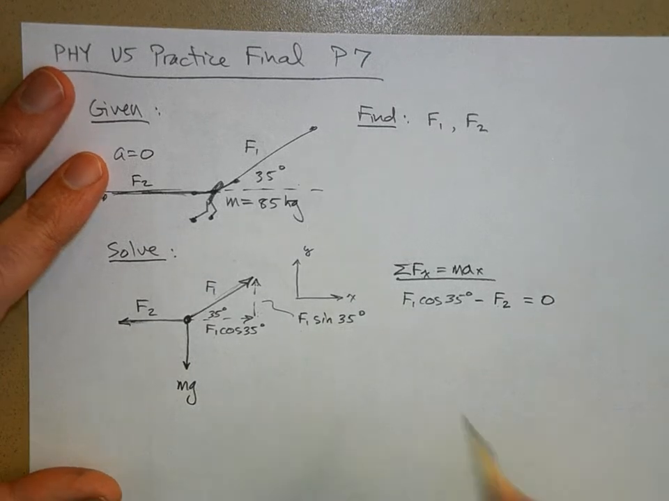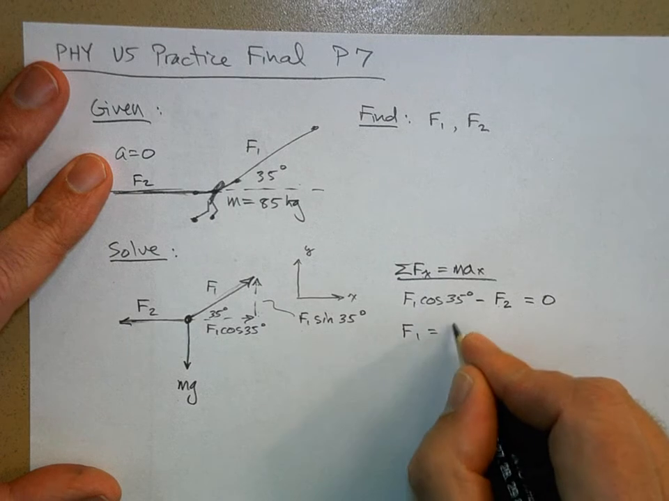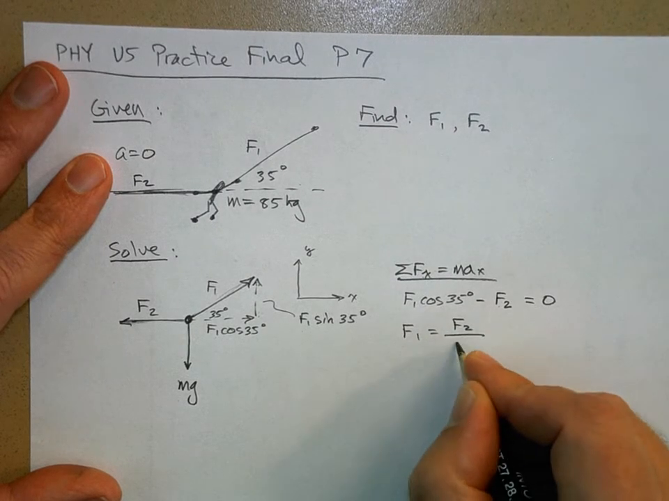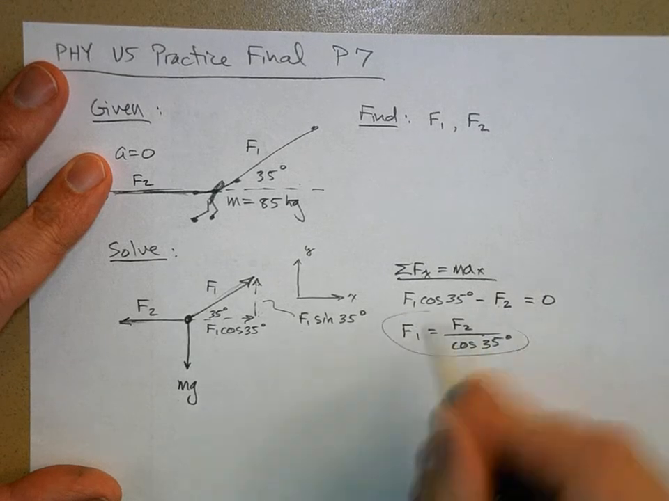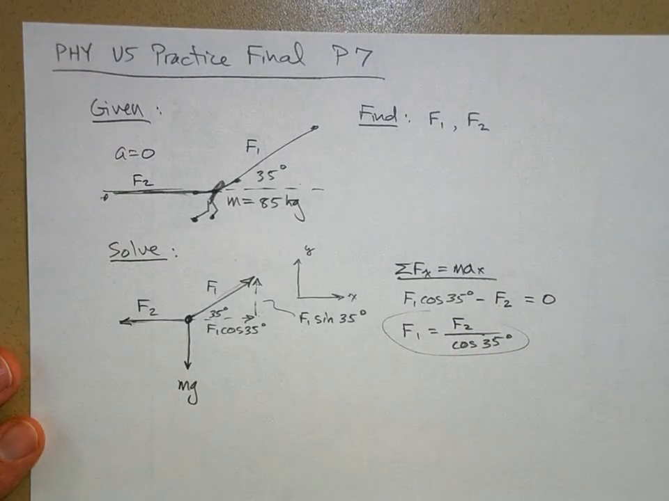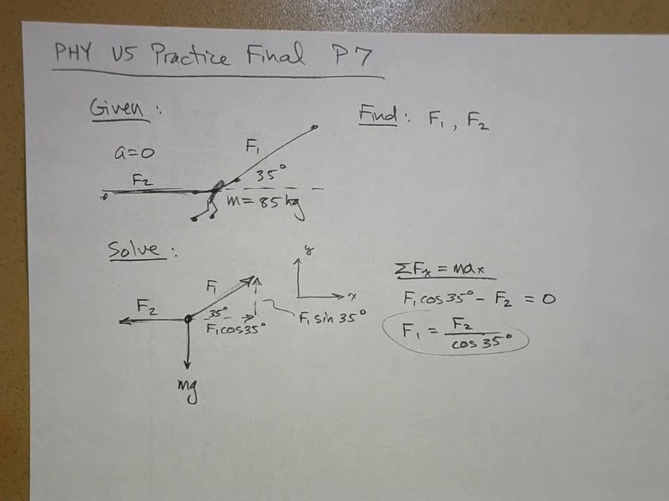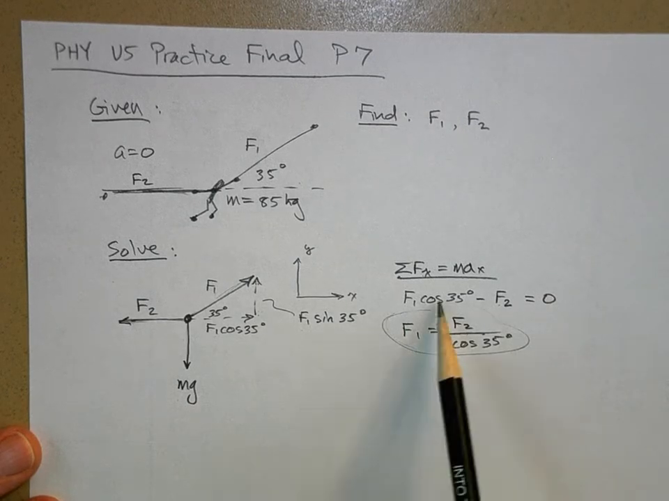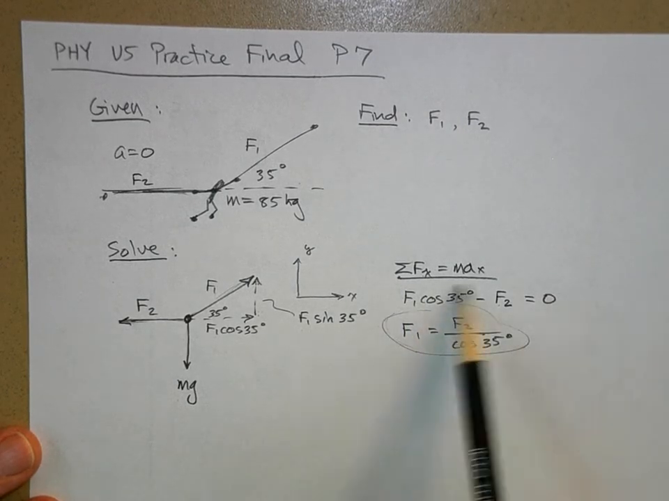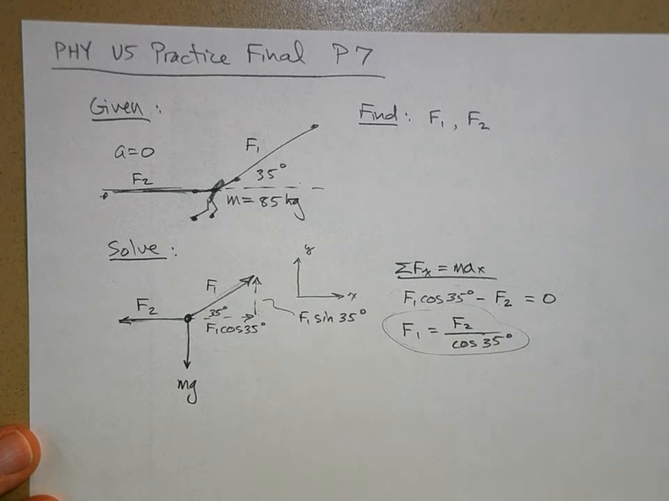Now, what does this mean? Well, I'm going to say F1 is equal to F2 divided by cosine 35 degrees. So this just gives me a relationship between F1 and F2. It doesn't tell me what F1 and F2 are, but it gives me a relationship between the two. You see, I've got one equation, but I've got 2 unknowns, so I can't solve it. So what do I do now?